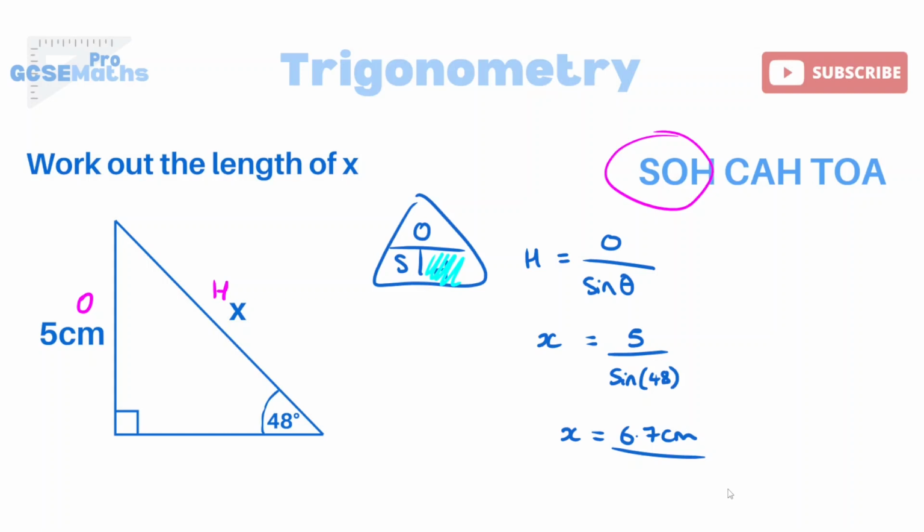Label the 2 sides, figure out is it SOH, CAH or TOA, use my formula triangle to actually work out what equation to use, and then just put it in the calculator. Okay, that's it. So let's try another one.